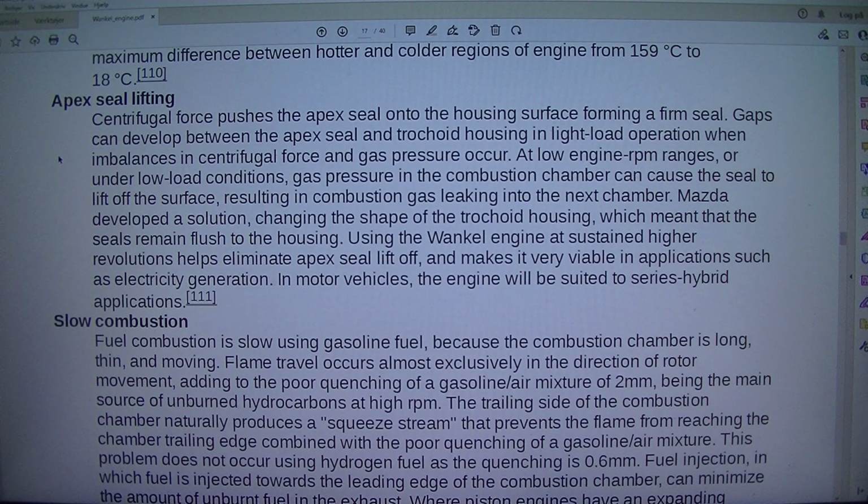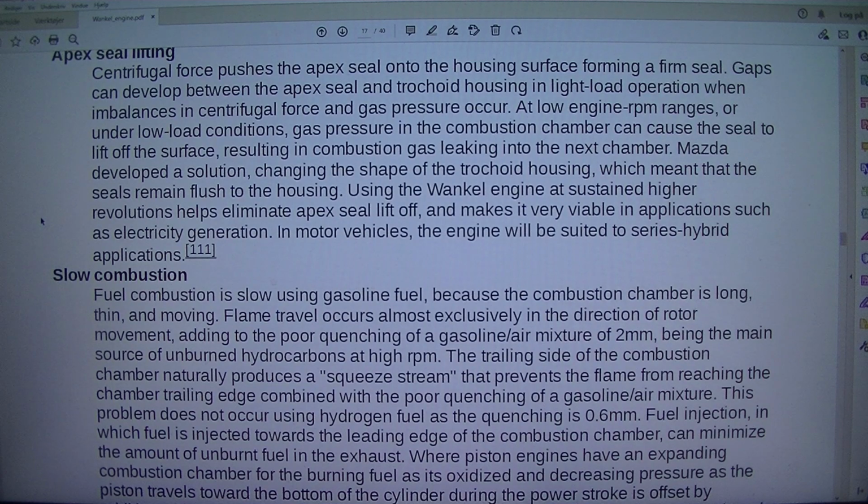Mazda developed a solution, changing the shape of the trochoid housing, which meant that the seals remain flush to the housing. Using the Wankel engine at sustained high revolutions helps eliminate apex seal liftoff, and makes it very viable in applications such as electricity generation. In motor vehicles, the engine will be suited to series hybrid applications.